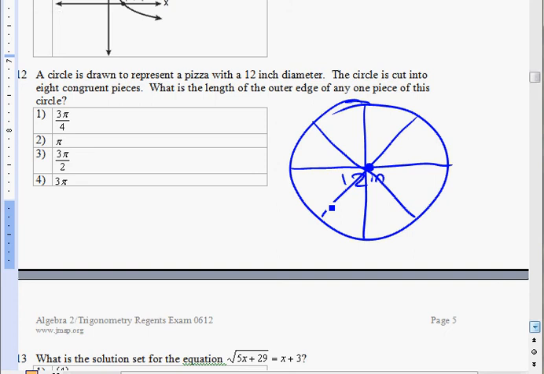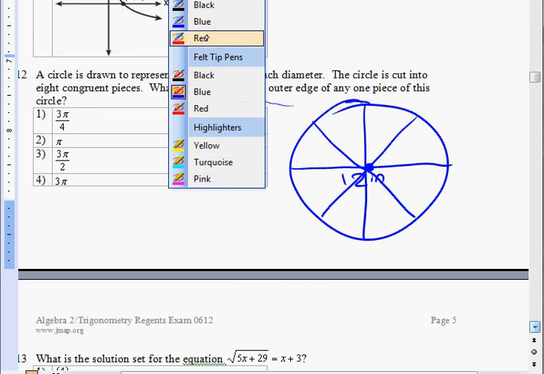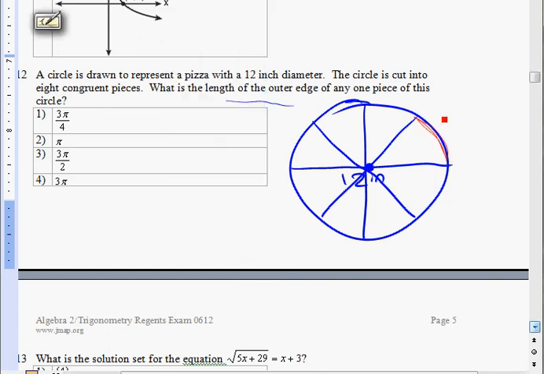And they want to find out what is the length of the outer edge of any one slice, right? Any one piece over here. So let's just pick over here, okay? So let's try and find the measurement of that. Well, if the diameter is 12 inches, then the radius from the center to the edge here must be 6 inches, right? And since the entire circle is 360 degrees and we cut into 8 perfect slices, each slice, the angle should be 360 divided by 8, and we can find the degree of each slice being 45 degrees. Each slice is 45 degrees.